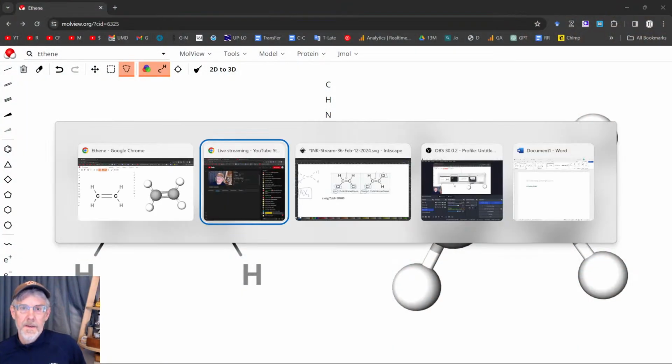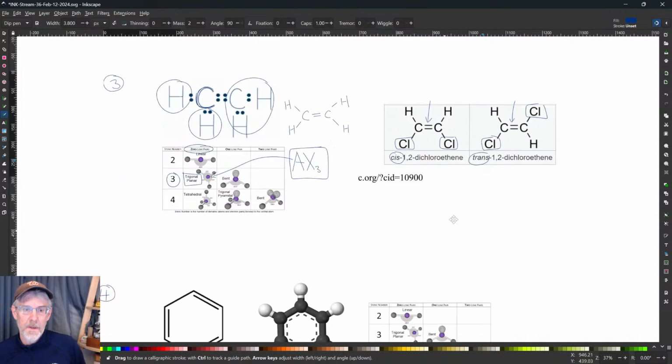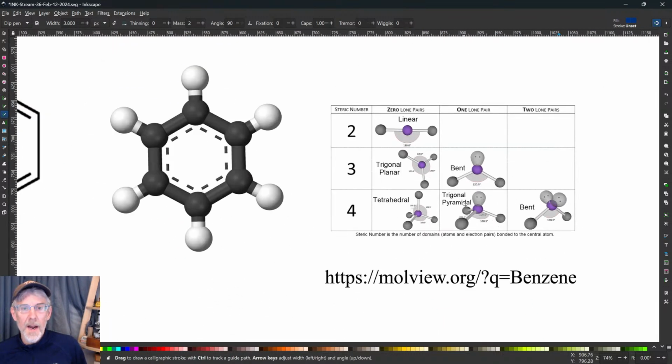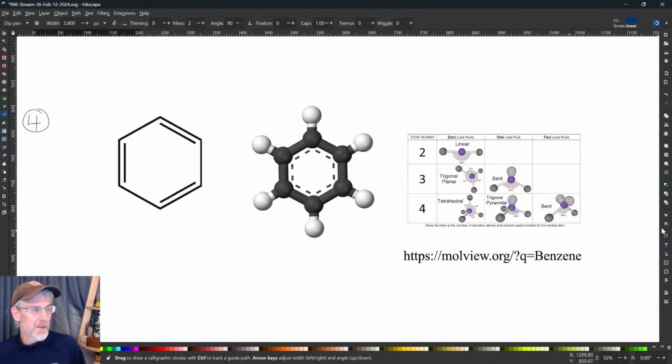All right, so let's go back over and try another one. Here we are. See if you can figure out the molecular geometry for this one. This one's a little trickier.